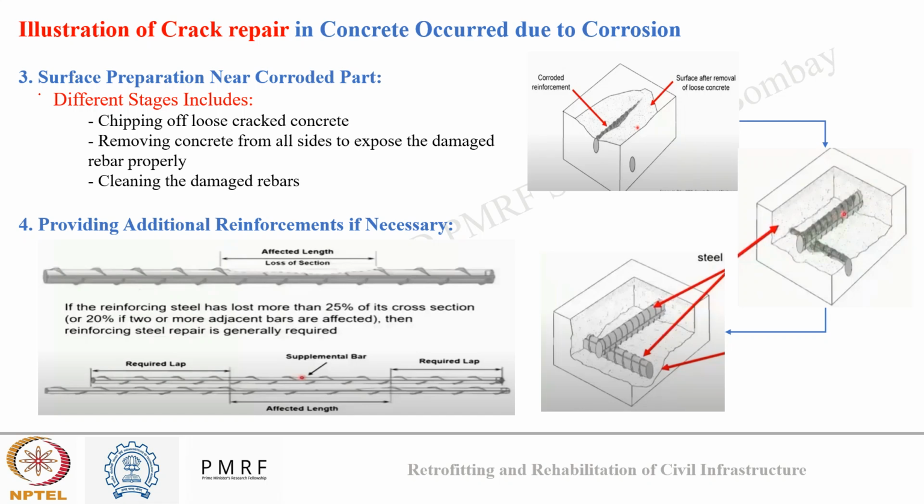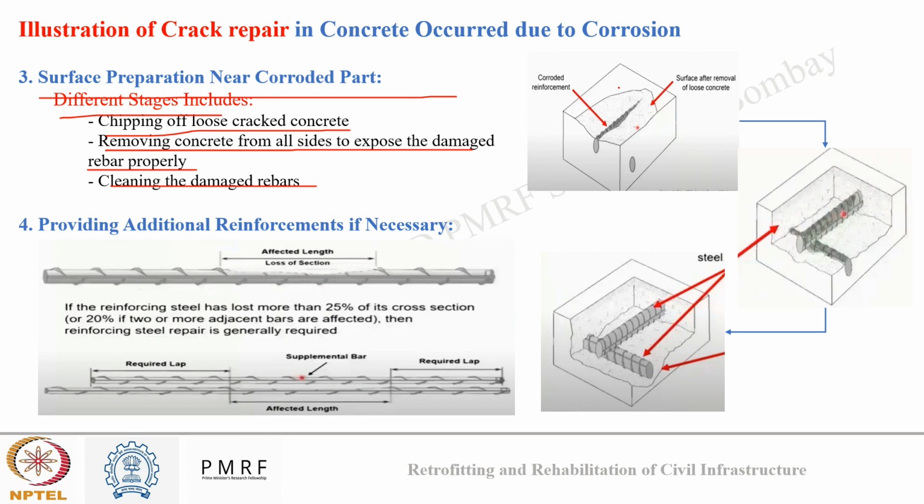First will be the surface preparation near the corroded area. So I will prepare that. I will first chip off the loose concrete. Then I will remove concrete from all sides of the damaged rebar, and then I will clean the removed concrete properly, and my damaged rebar properly.